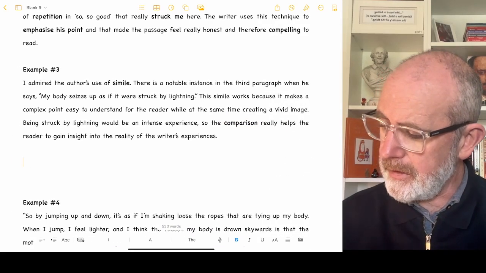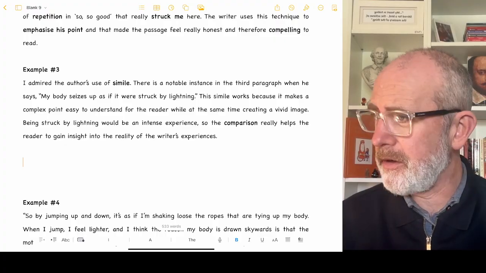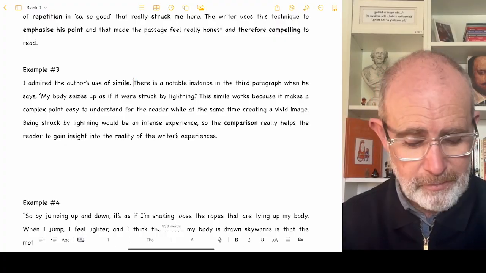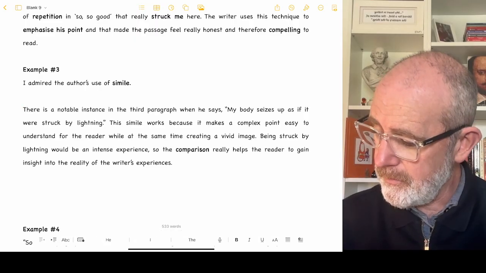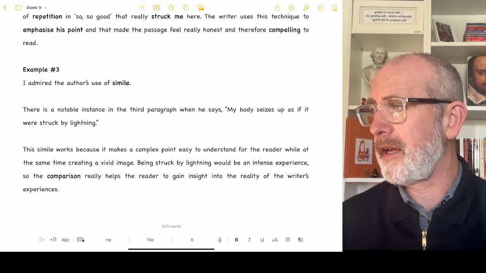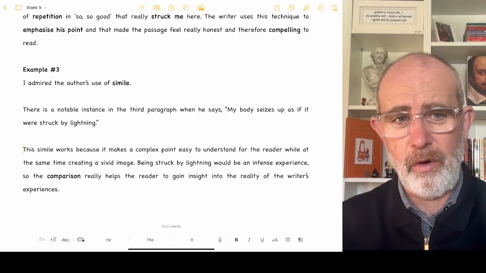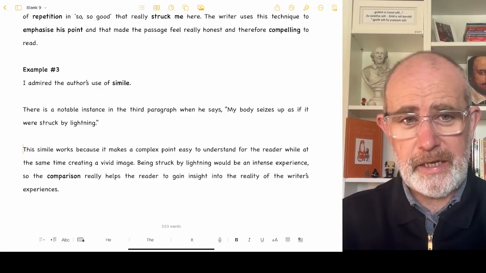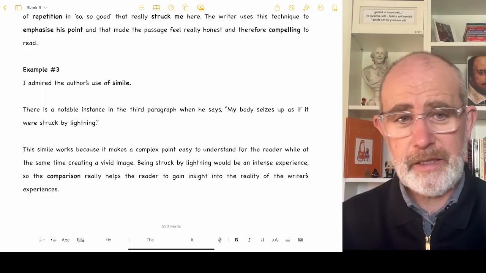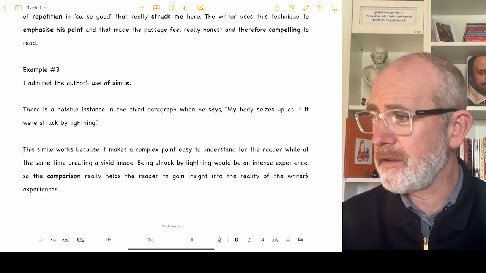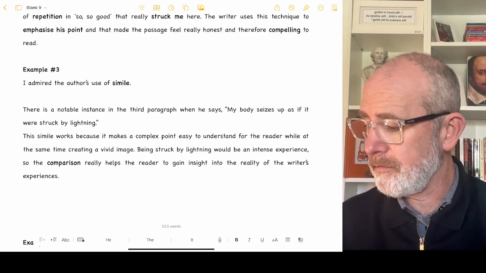Really helps the reader gain an insight into the reality of the writer's experiences. And you can see the stages of the paragraph. There's stage one, there's stage two, and there's stage three. Stage one is your relevant topic sentence. Stage two is the information, so or I. Everything is written in nice, clear language. That's C. And then stage three is the explanation. Those are the Rice rules.